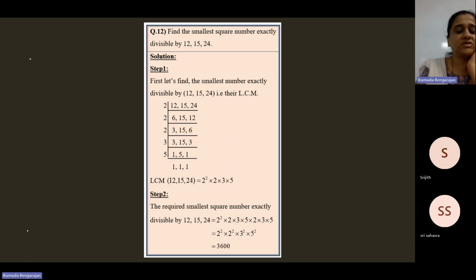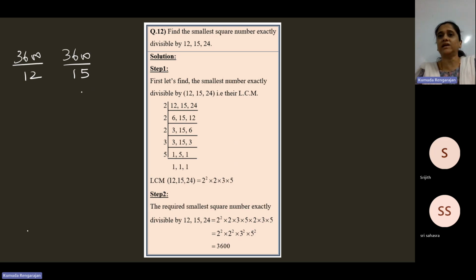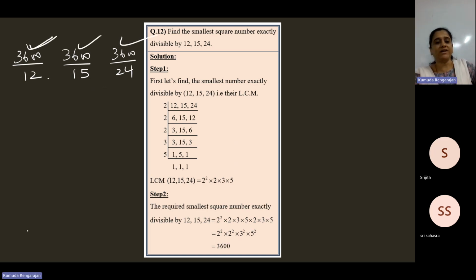Okay. So see here children, 3,600 is exactly divisible by 12. 3,600 is exactly divisible by 15. When you divide, it will be exactly divisible. And 3,600 will be exactly divisible by 24. So this is the smallest square number exactly divisible by 12, 15 and 24. Right? This is the smallest one. Yes, this is the smallest square number for these three numbers.